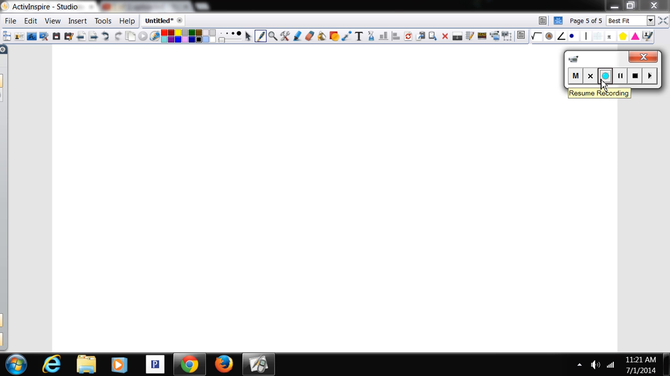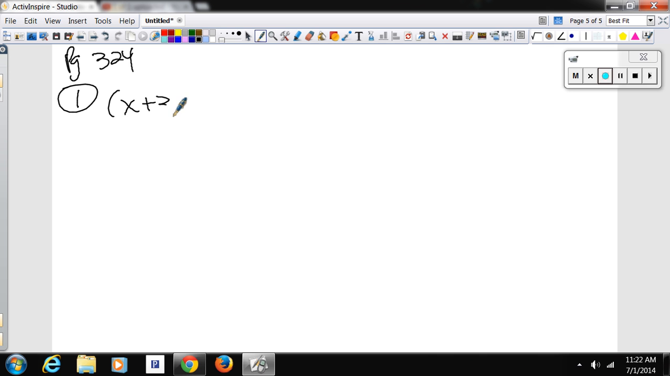All right, let's start with page 324, number 1. It says solve. So you've got x plus 3 squared minus 5 times x plus 3 plus 4 equals 0.